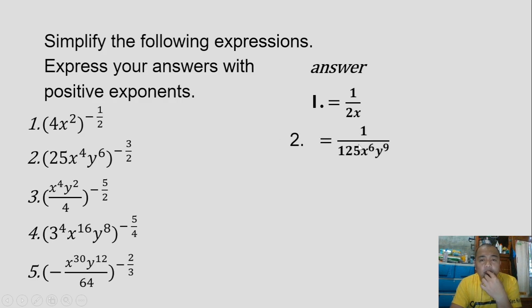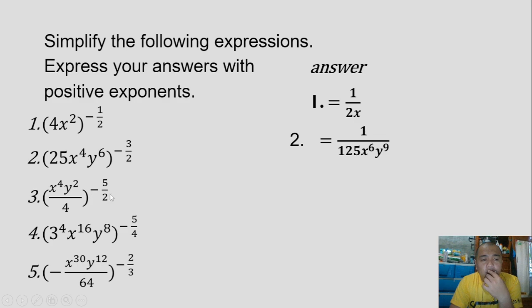The answer is 1 over 125 x to the 6 y to the 9th power. Number 3. Since if we multiply the exponents for 25, which is 5 squared, magiging 5 cubed na yun. Since negative lahat na yan ng exponents, so nasa denominator sila lahat. 4 times negative 3 halves is negative 6. So x to the 6 in the denominator. Then 6 times negative 3 halves, negative 9. So y to the 9 in the denominator.